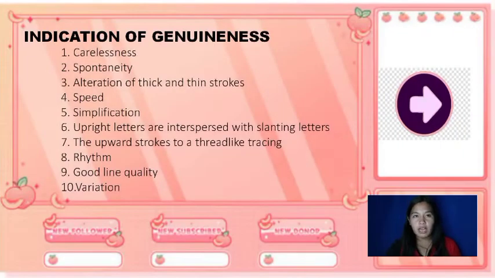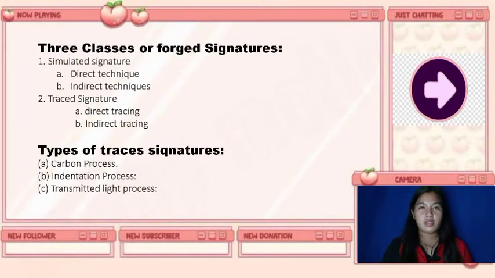So here are some indications of genuineness. First is carelessness. Second is spontaneity. Third is alternation of thick and thin strokes. Fourth is speed. Fifth is simplification. Sixth is upright letters interspersed with slanting letters. Seventh is the upward strokes tapering to a thread-like tracing. Eighth is rhythm. Ninth is good line quality. And tenth is variation.